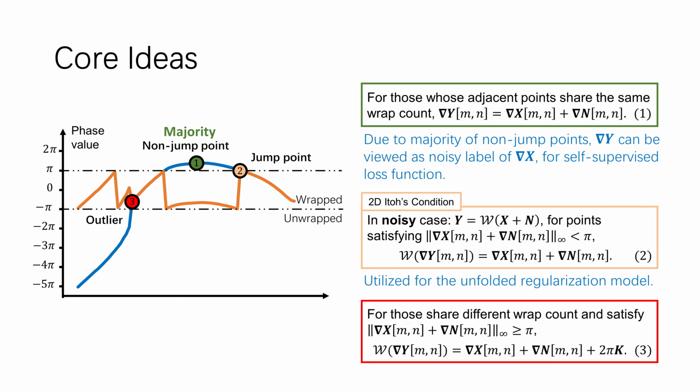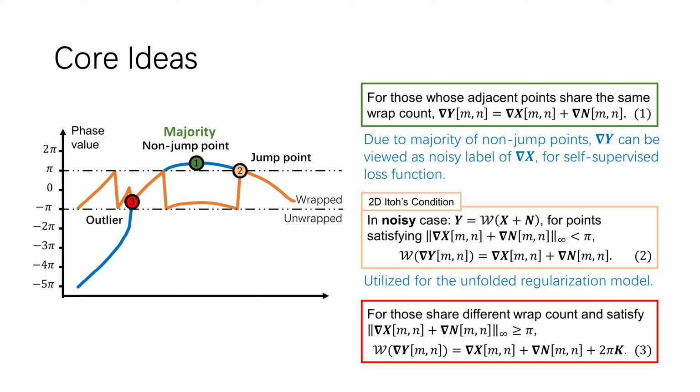Our core idea is to extract the gradients of original phases from different types of points based on their gradient properties, and predict the phases that align with them. First, non-jump points share the same wrap counts, and their gradients remain unchanged after wrapping. Considering their majority, the gradients of their wrapped phases can serve as a noisy version of true gradients, forming the basis of our self-supervised loss.